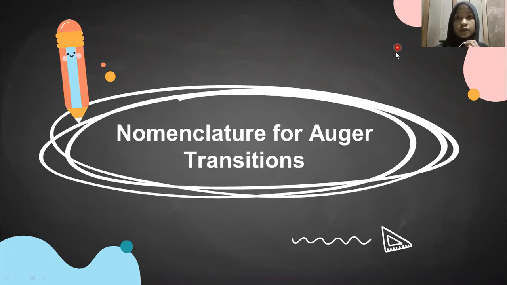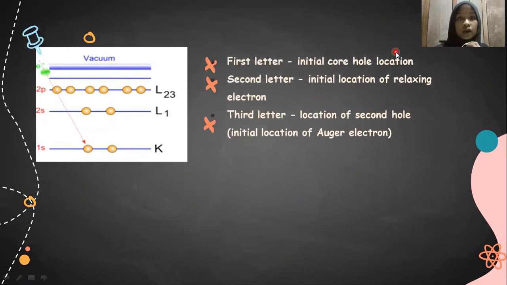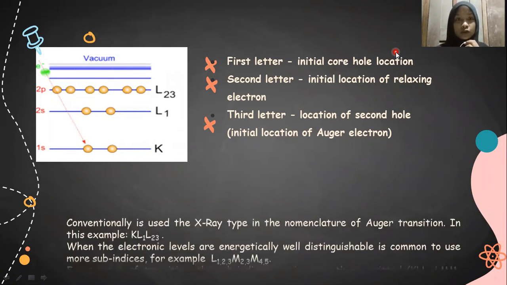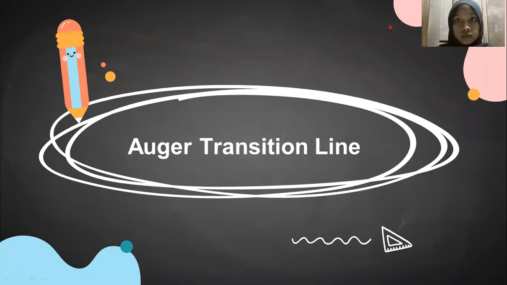Nomenclature for Auger transition. You can see in this picture, the first letter is K, the initial core hole location, the second letter is L1, the initial location of the relaxing electron, and the third letter is L23, the location of the second hole or initial location of the Auger electron. Conventionally, the X-ray type is used in the nomenclature of Auger transition. In this example it is K, L1, L23.